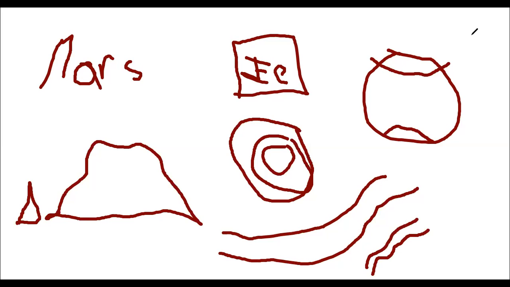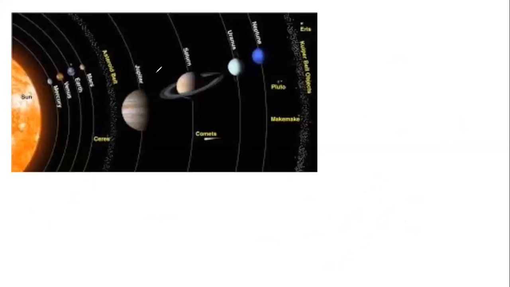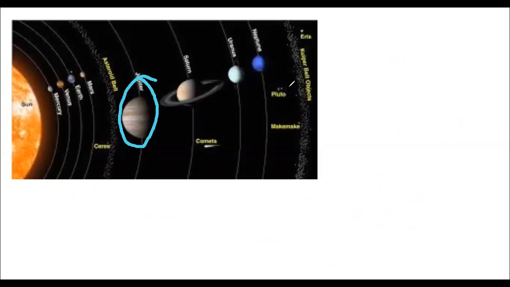Next, we're going to be moving to our next category of big celestial objects in our solar system, which is gas giants. So we're going to be talking about gas giants now.